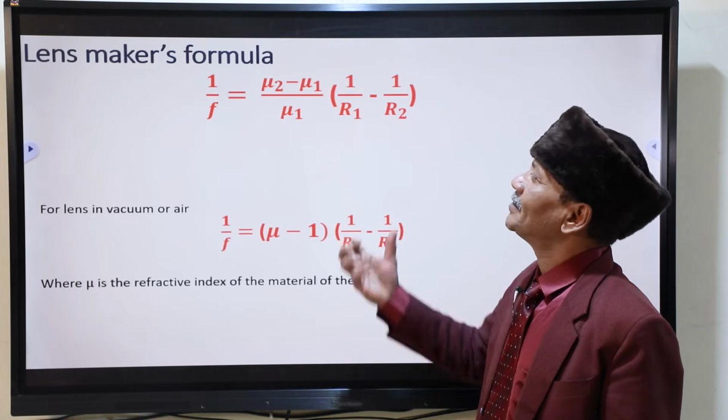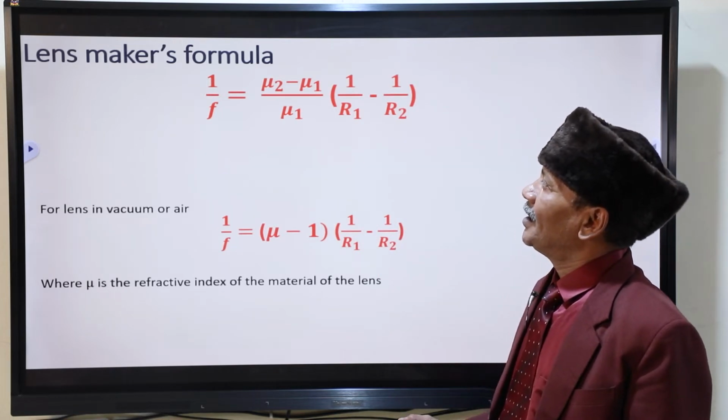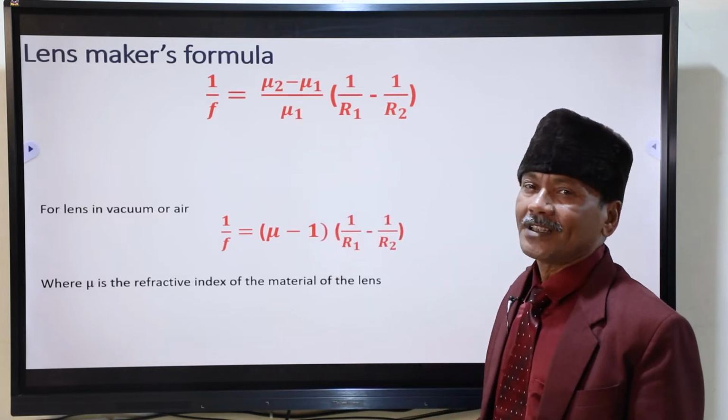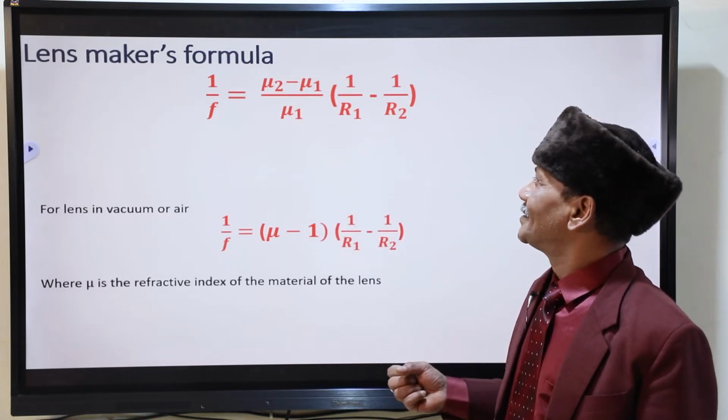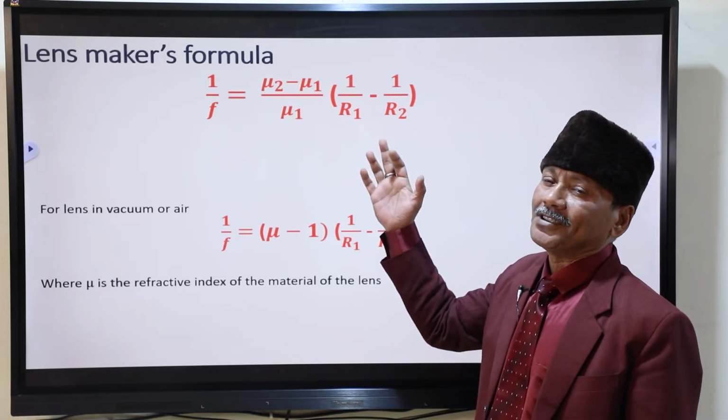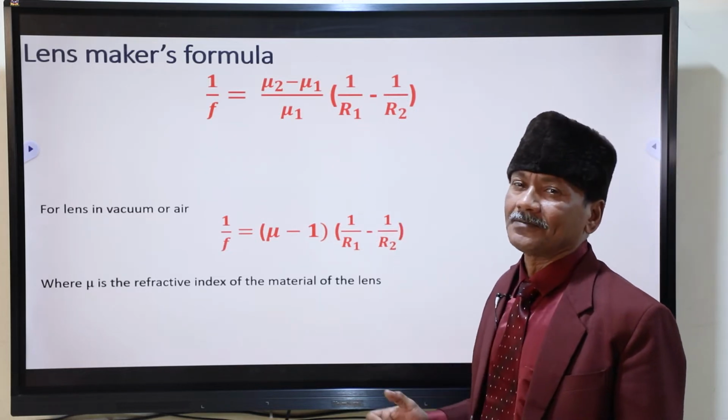Can you infer it? Why do you call it the lens maker's formula? How will you make the lens? That will depend upon R1 and R2, the shapes of the two surfaces.